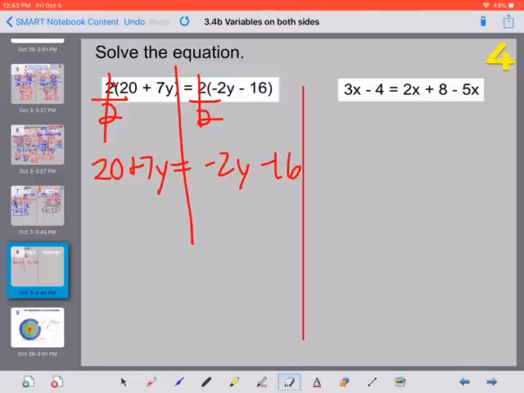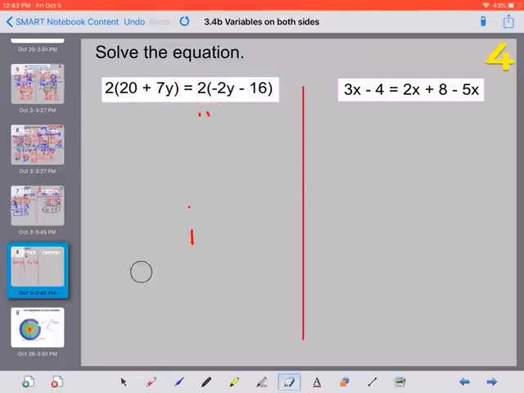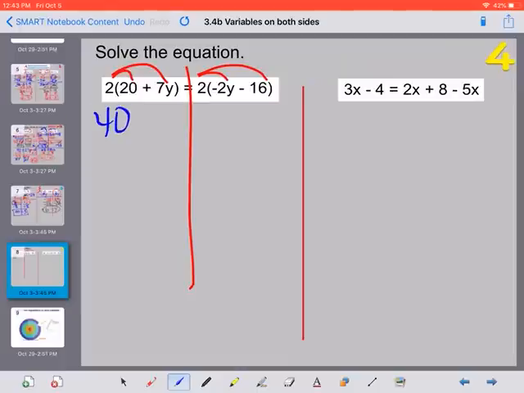If that was way too confusing for you and you don't want to solve it that way, totally fine. We can just solve it as normal and distribute both. We're just going to have really big numbers, which is fine. 2 times 20 is 40. 2 times 7 is 14y. 2 times negative 2 is negative 4. 2 times negative 16, 16 and 16 is 32.